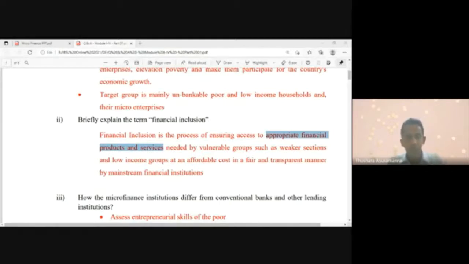Financial inclusion: objectives, definition, target market. Then how the microfinancing institution differs from conventional banks and other lending institutions. That is again a very repetitive type of question. We have seen it many times. Any thoughts? What do you think? How are you going to answer that question?